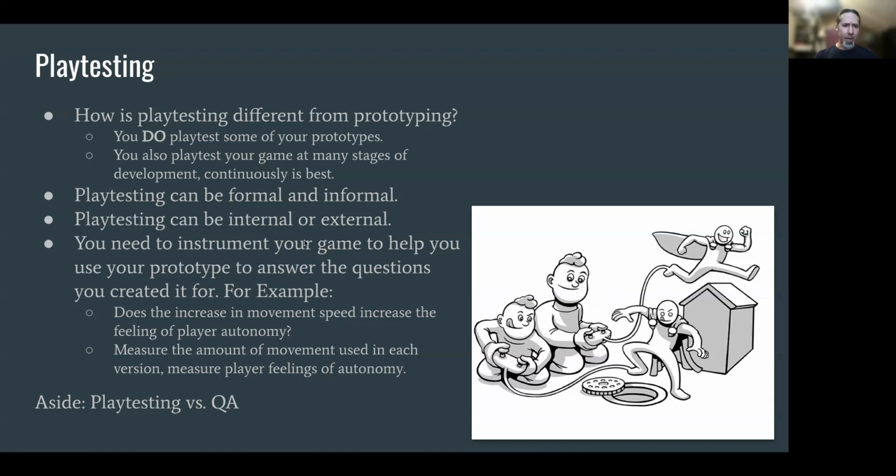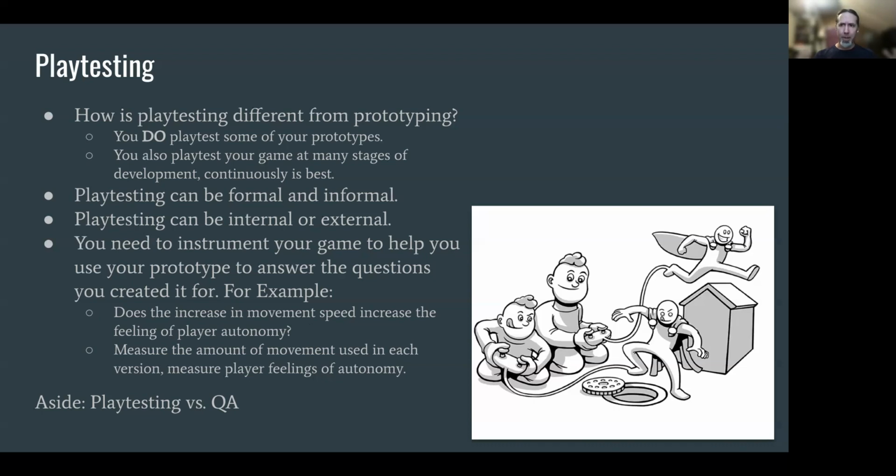You need to instrument your game in order to help you prototype and answer questions. By instrument your game, I mean define ways that you can measure player behavior and actions in your game, and that you can then use later to analyze and understand how your playtest went in a not subjective way. So, for example, does increasing movement speed in my game increase player feelings of autonomy? Might be a question I have.